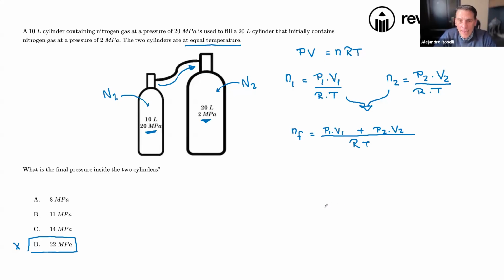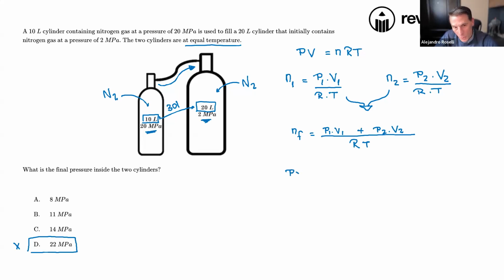Now, in the final state of the system, which will have a total volume, you might have guessed that already, the total volume which we will have to use is the sum of these two volumes. The total volume occupied by the gas will be 30 liters. The volume, of course, is added.